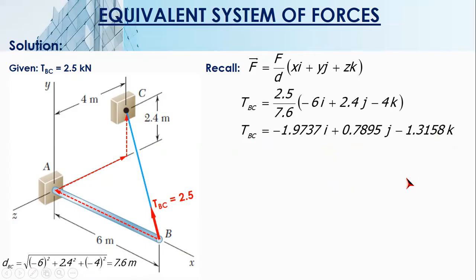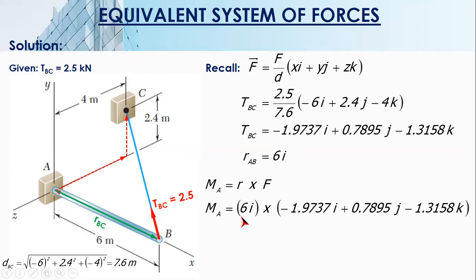Now the position vector, from A to B. This is our position vector r, from the point where you take the moment to the tail of the force. The distance is just 6i, since it is along the x-axis. And then perform the cross product, r cross F.